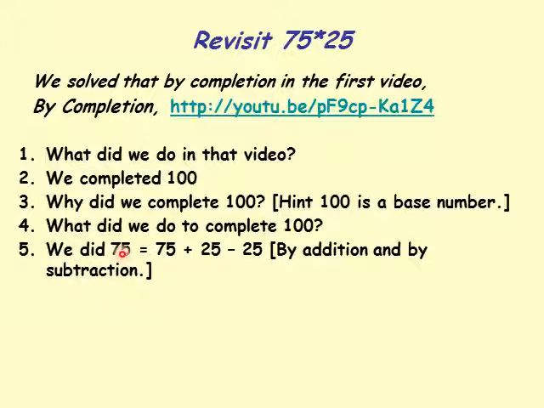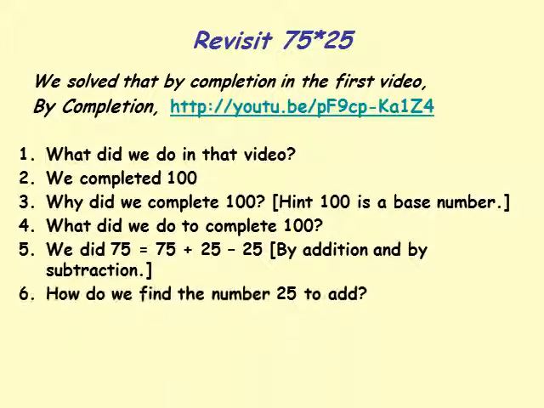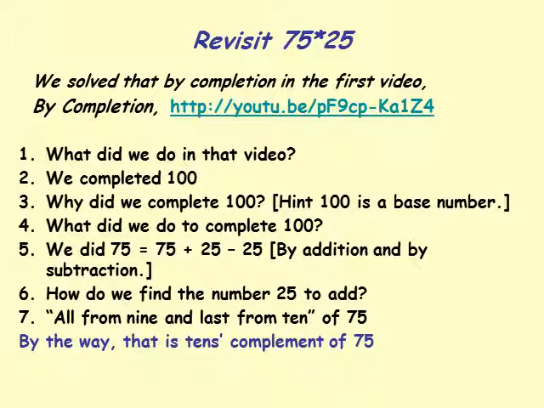We did 75 equals 75 plus 25 minus 25. That's by addition and by subtraction. We combine the 75 and 25, 75 plus 25, to make 100, and minus 25. So we replace 75 by 100 minus 25. How do we find the number 25 to add and subtract? We use this sutra: all from 9 and last from 10, of 75.